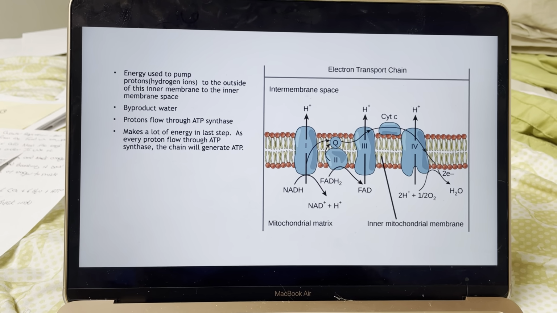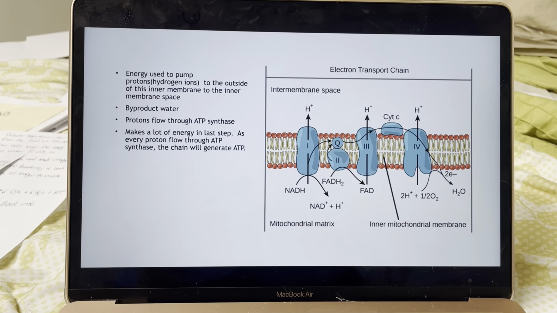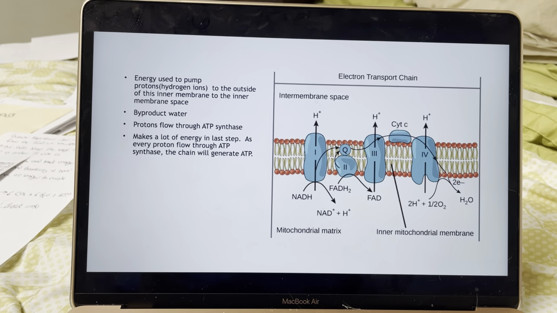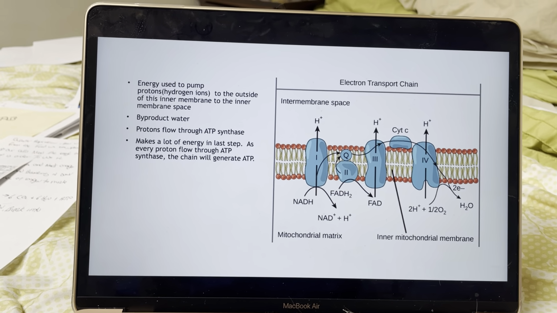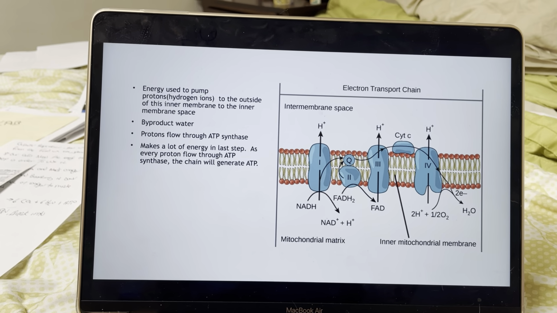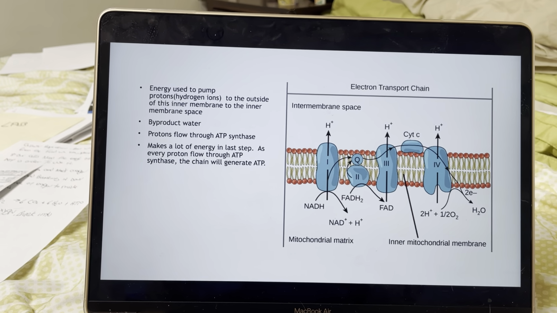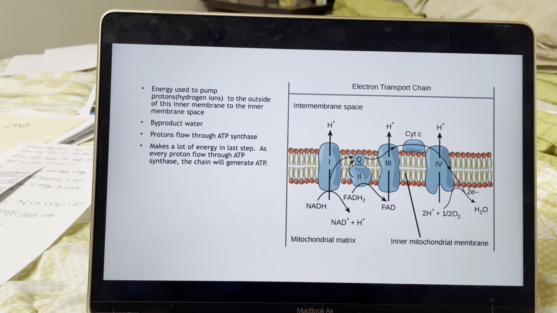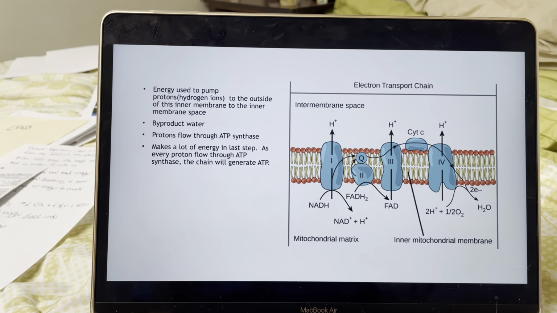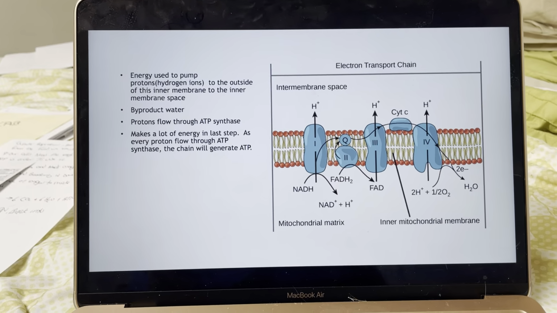Side note about NAD and FAD: these are high energy electron carriers that carry electrons to the electron transport chain. All of the energy that was in glucose is now in NADH and FADH2, and like I said, they're used in this last step here.